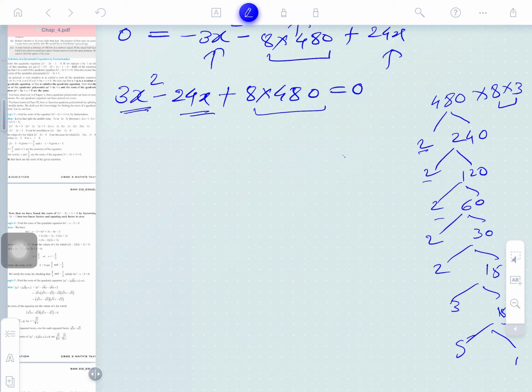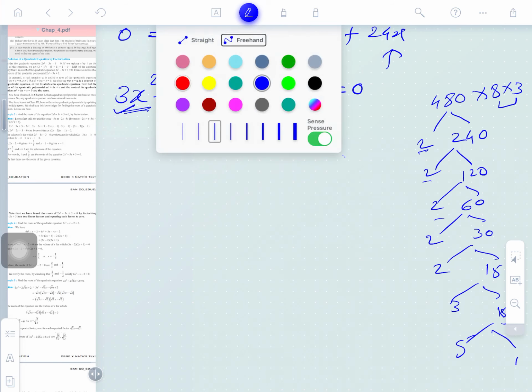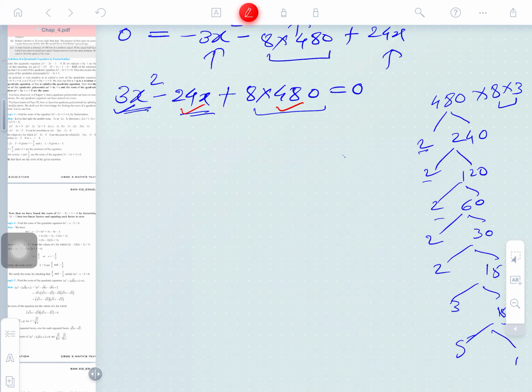Obviously the 3 is common, so you can divide the whole expression by it. You may see this 3 is common in all the terms, so we can divide. So 3 divided by 3, it can be written as x square minus 8 times x, and here 480 divided by 3 is 160, so 160 will come here, equal to 0.